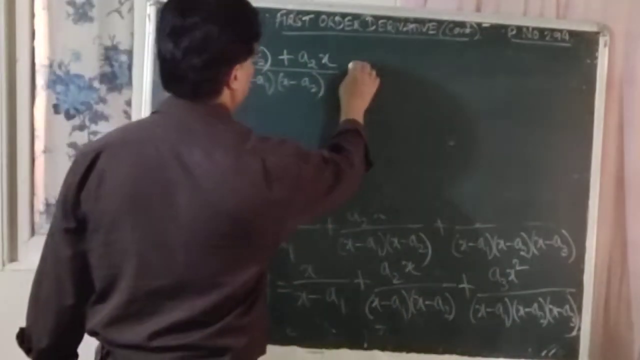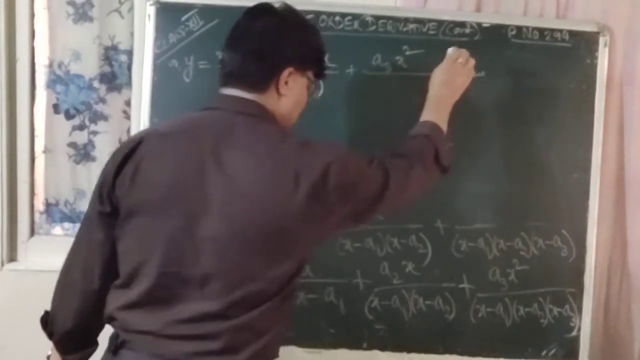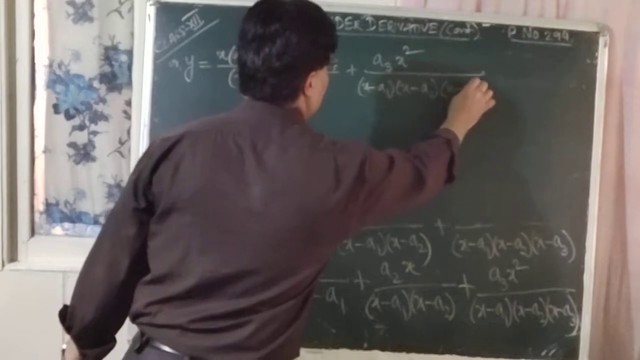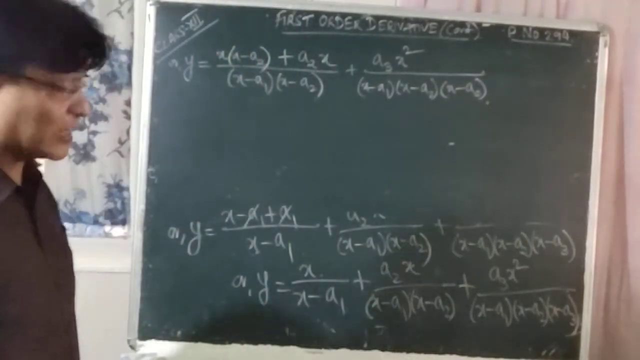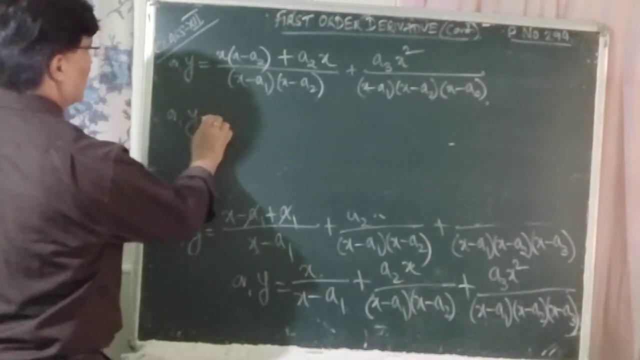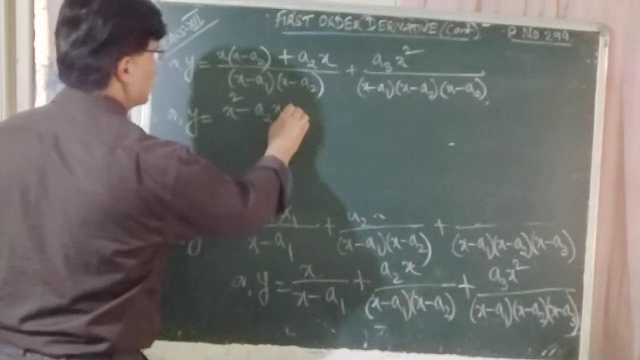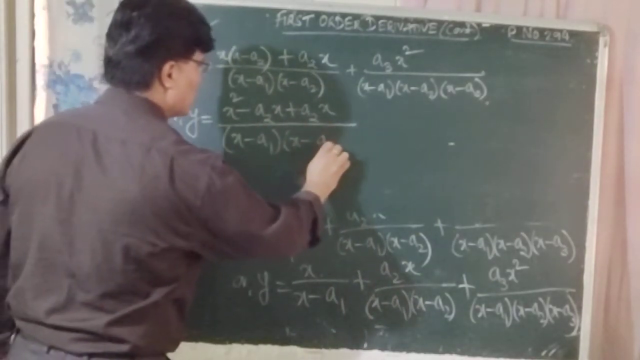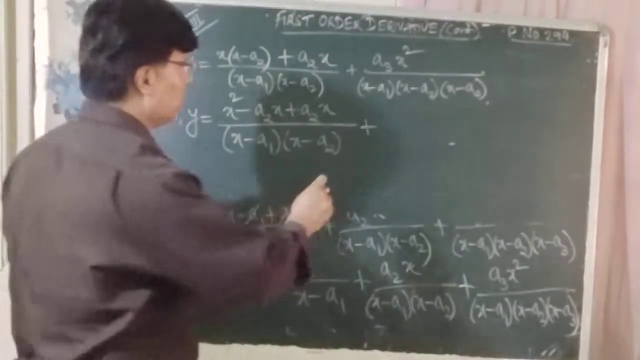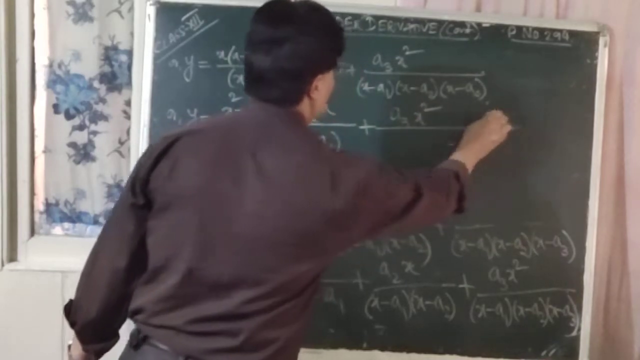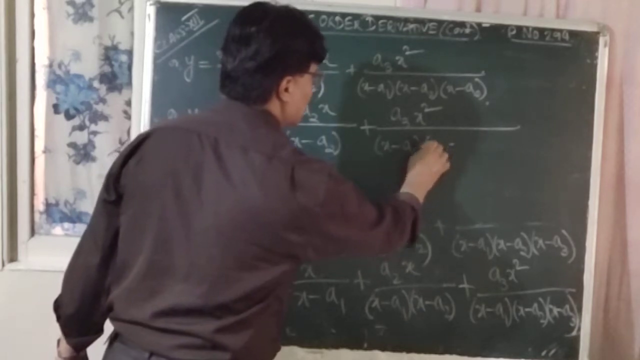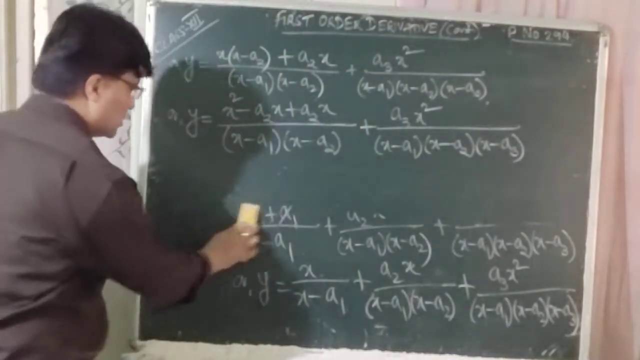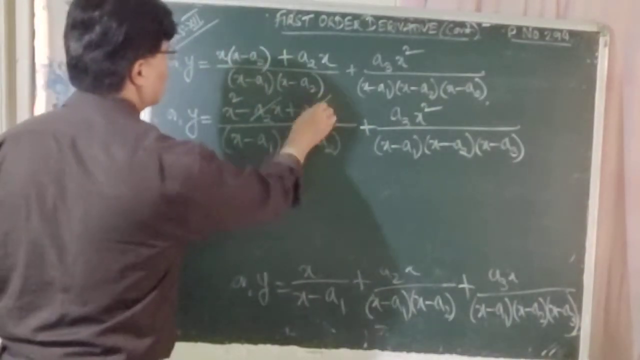Then the third term remains same, that is a3x squared divided by x minus a1, x minus a2, then x minus a3. Is that clear now? So let's simplify the numerator. y is equal to x square minus a2x plus a2x divided by x minus a1 into x minus a2, then plus third term remains same, that is a3x squared divided by x minus a1 into x minus a2 into x minus a3. Is that clear now? So next, what will you do? Here a2x gets cancelled.